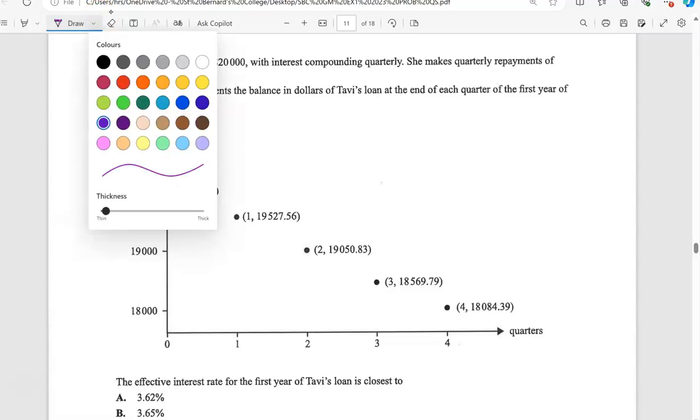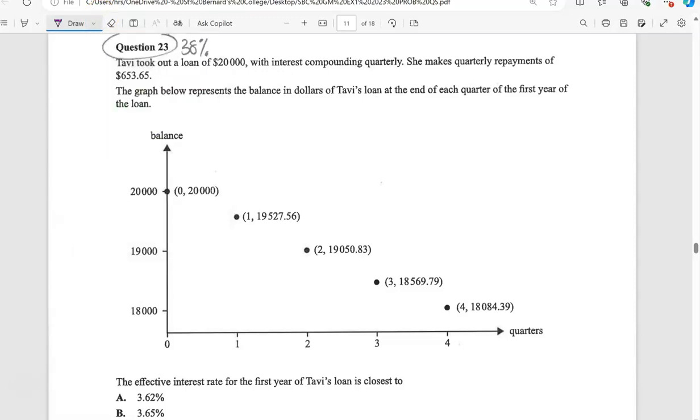Okay, so with this one, let's have a read. Tavi took out a loan of $20,000 with the interest compounding quarterly. So PPY equals 4. She makes quarterly payments of $653.